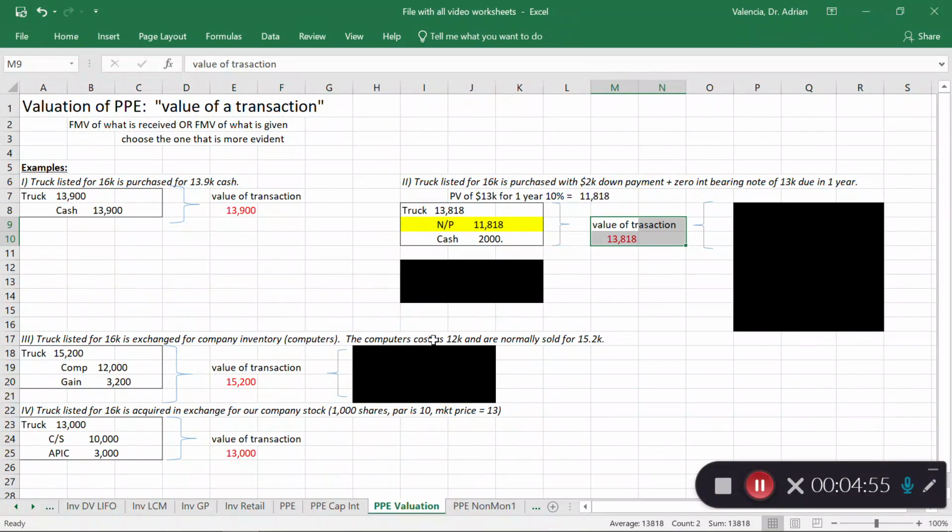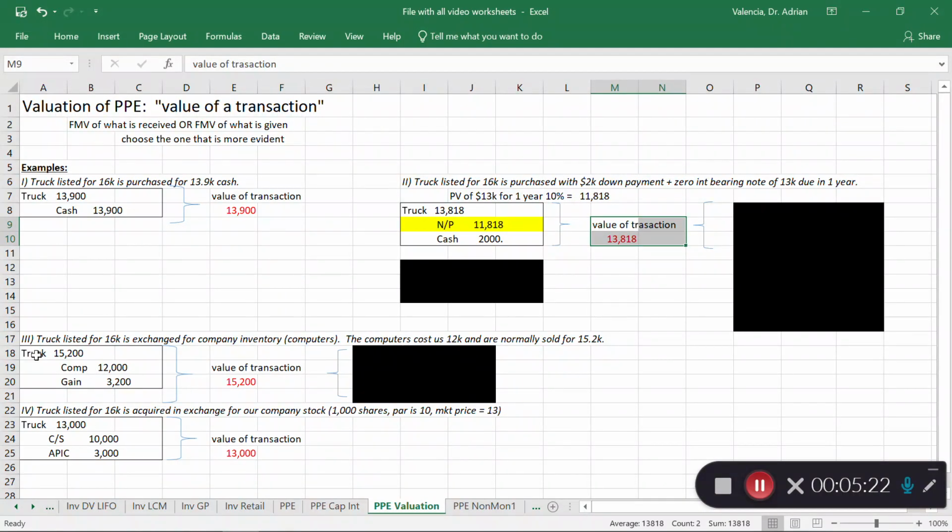And the computers cost us $12,000. That was their original cost to us, and they are normally sold for $15,200. So we normally sell these computers for that amount. So in this particular case, since we have transacted before and we have sold these computers for this amount, that's supported by good evidence. So we would value the transaction at $15,200.